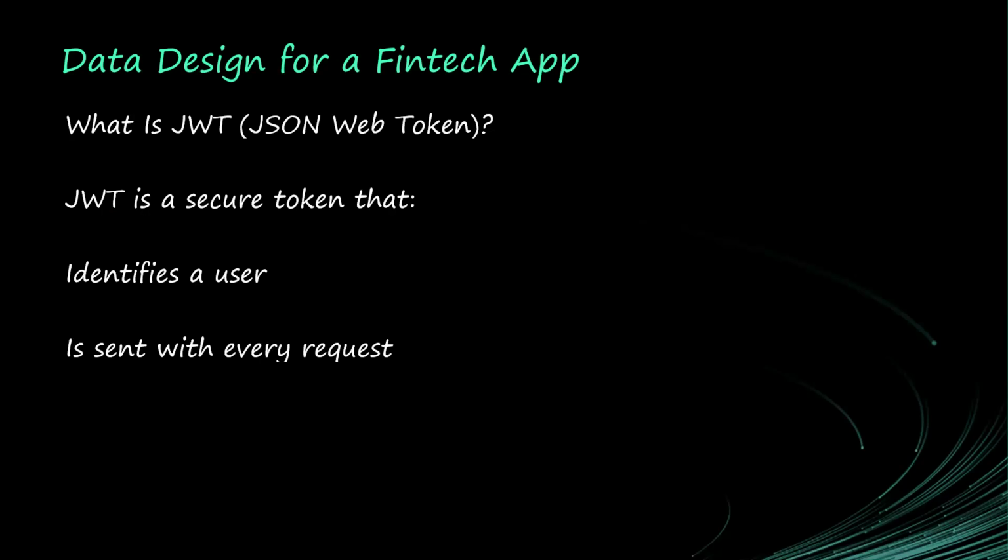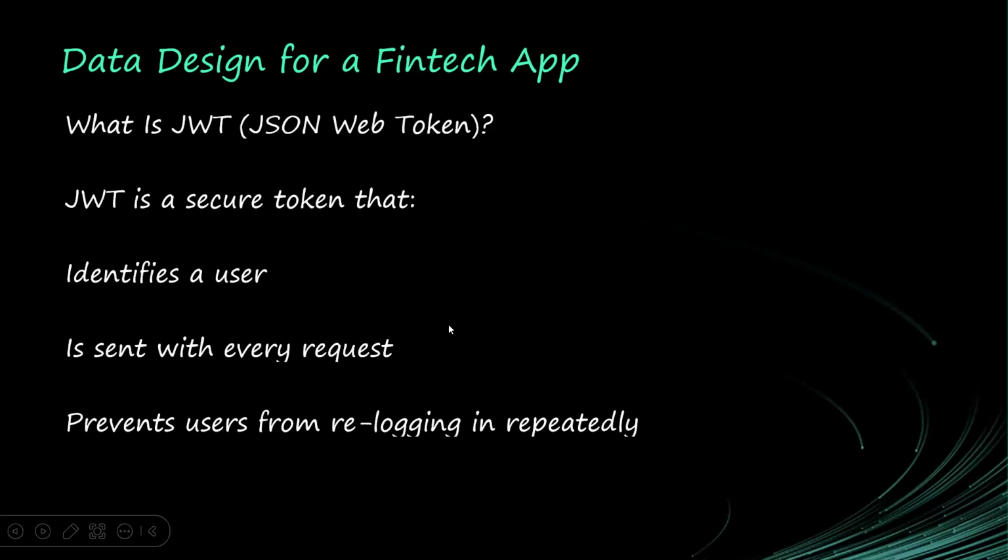Okay. So this token identifies the user. It is sent with every request. So every request that the front end will make to the back end, they must send us this token. It prevents users from re-logging in repeatedly. So whenever we generate a token, we can log the user in for 7 days, for 1 month. But whenever they are making a request, they must give us that token. Okay.